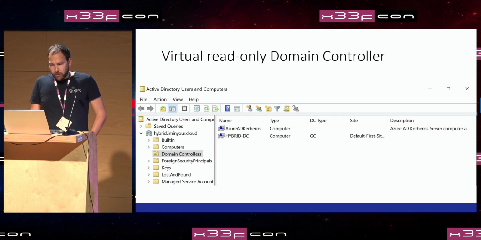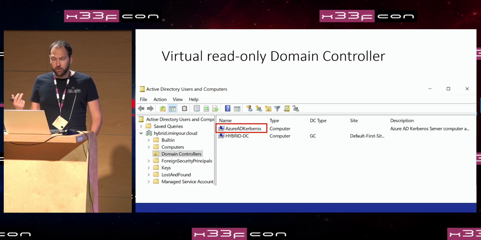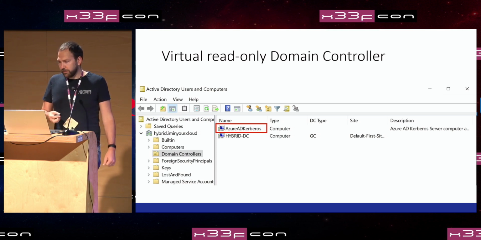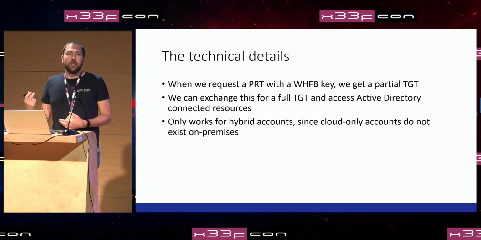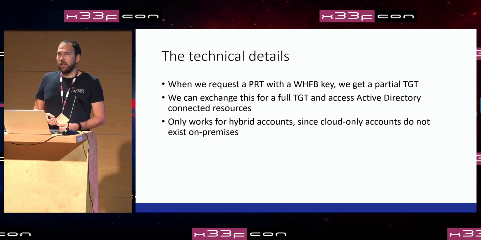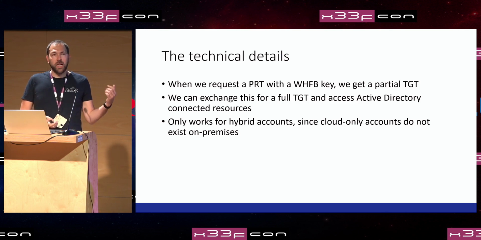So, having a look at how this works in practice, we have this Azure AD Kerberos domain controller, which is the virtual read-only domain controller. So this is not a full domain controller, but it's an RODC basically. When we request a PRT using the Windows Hello for Business keys, we get back a partial TGT that you can exchange for a full TGT. And with the full TGT, we can access any resources in Active Directory, basically. Of course, it only works for hybrid accounts.